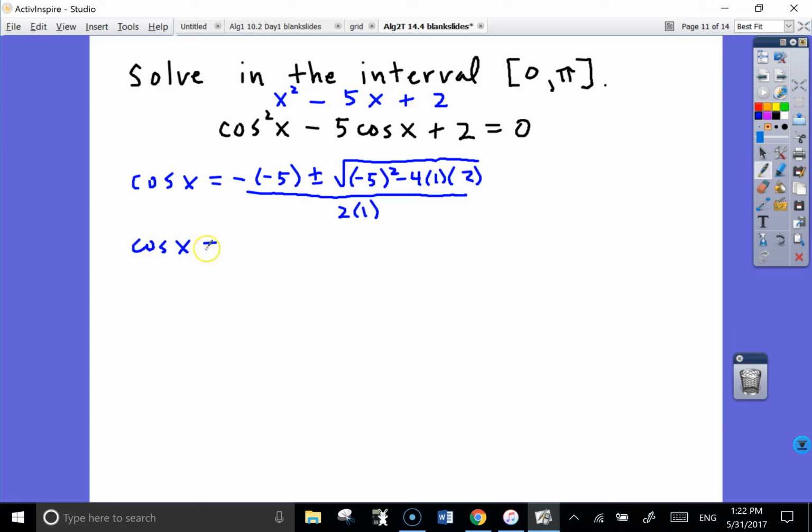Cosine x equals 5 plus or minus the square root. So that's 25 minus 8, 17. Okay, so we've got that the cosine of x equals, and you're going to have to do the calculation twice, 5 plus the square root of 17, divided by 2, which is 4.56.